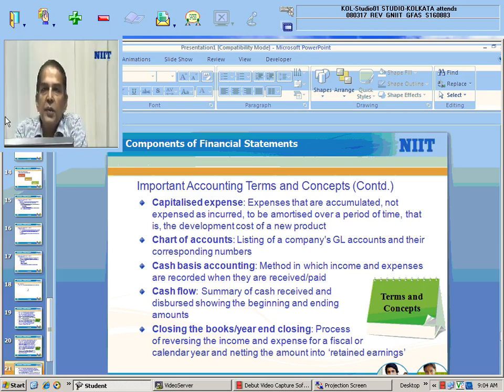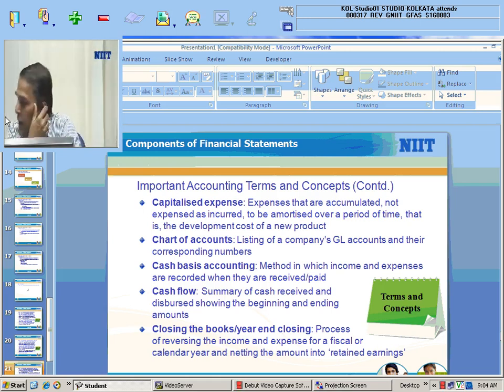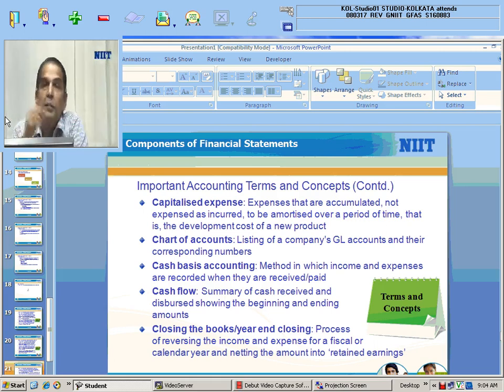Normally, business expenses will be expensed to the profit and loss account, but there are certain expenses which are accumulated and not expensed as incurred. As and when incurred, these are not expensed to the profit and loss account; these are accumulated and normally amortized over a period of time.